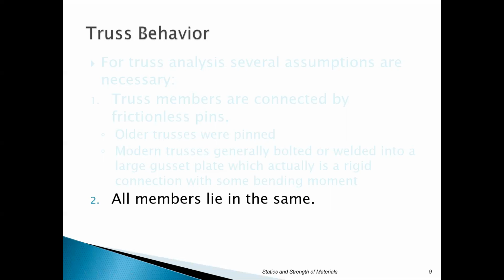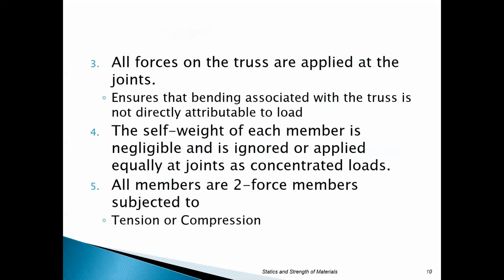Okay, all members lie in the same plane. That keeps it two-dimensional for us. All forces on the truss are applied at the joints, and then the joints push on or pull on the members. And so that ensures a bending associated with the truss is not directly attributable to the load. We also have stated last time that the self-weight of each member is negligible, or we just ignore it.